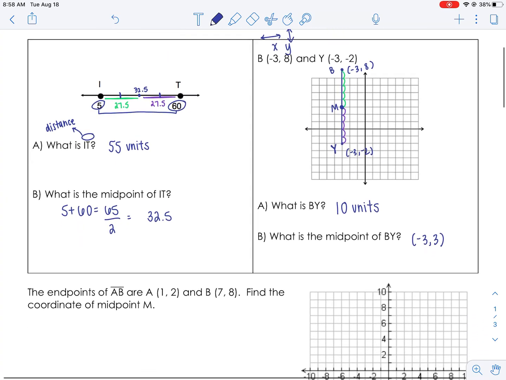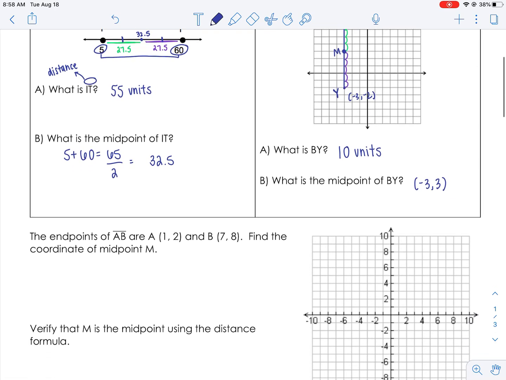So let's take a look at another one. The endpoints of AB are A is at 1, 2, and B is at 7, 8. Find the coordinate of the midpoint, M, and then verify that M is the midpoint using the distance formula.